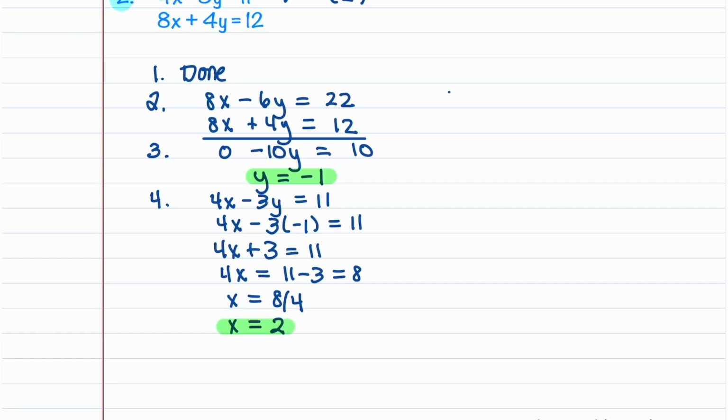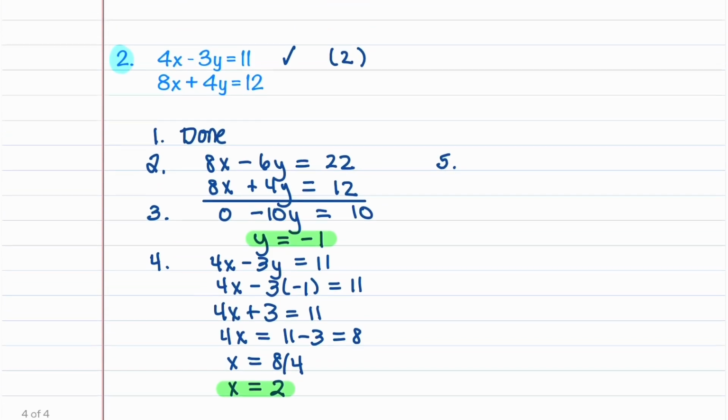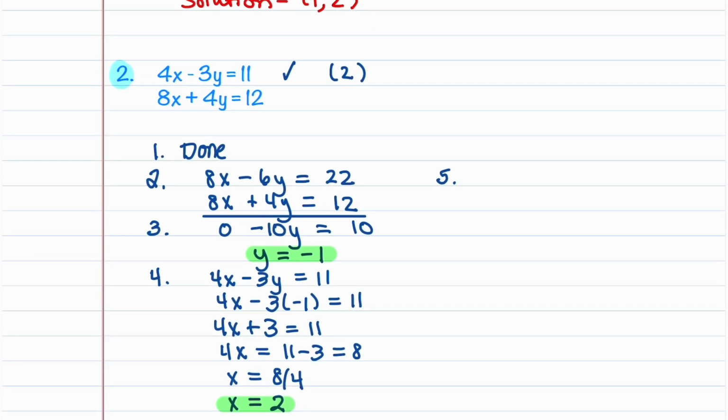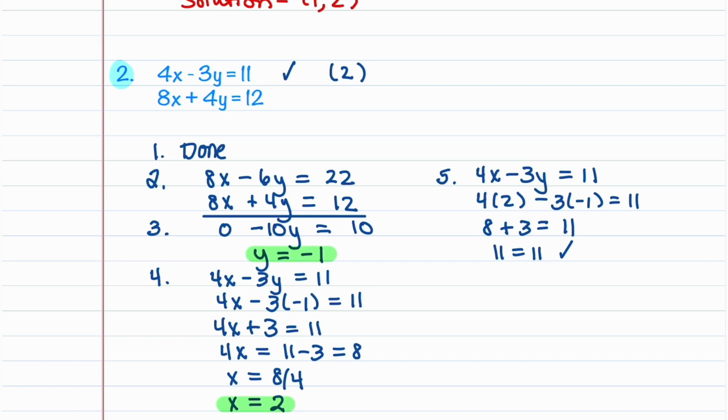Now our last step, I'm going to put up here on the right, is to just check to make sure our solution is right. We're going to take our first equation, 4x minus 3y is equal to 11, and we're going to substitute back in x is 2. So this is 4 times 2 minus 3, and we found that y was negative 1. So let's see what we get. We have an 8 plus 3 is 11, so we do get 11 is 11.